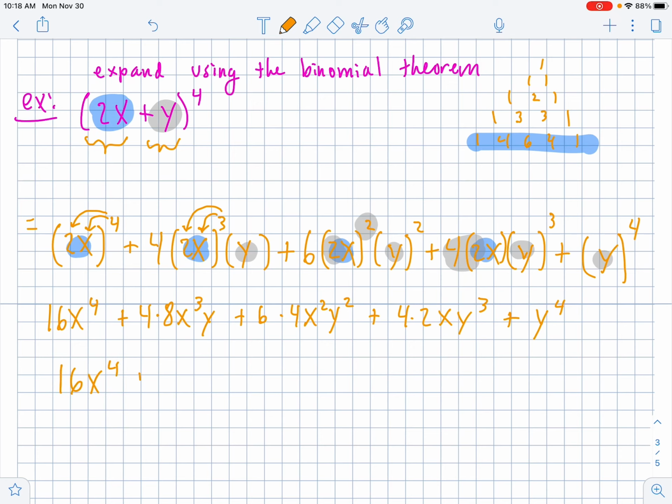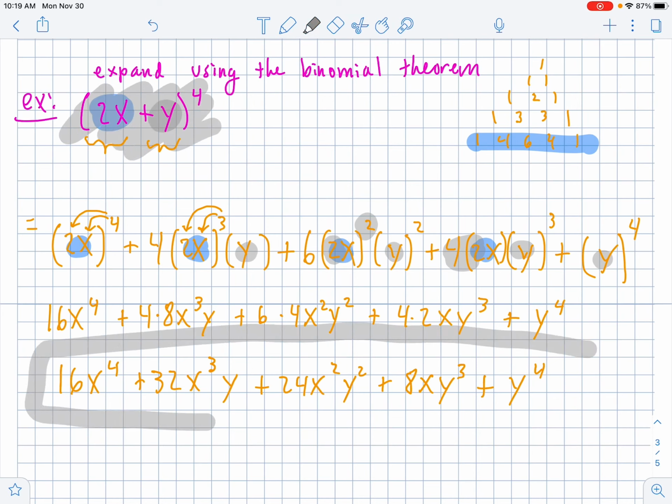The 16x to the 4th is the same. 4 times 8 is 32, x cubed y, plus 24 x squared y squared, plus 8xy cubed, plus y to the 4th. And then we are done. That is x. That's this. Expanded is this.